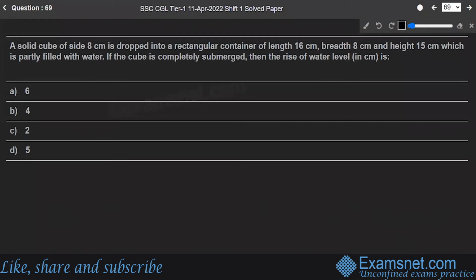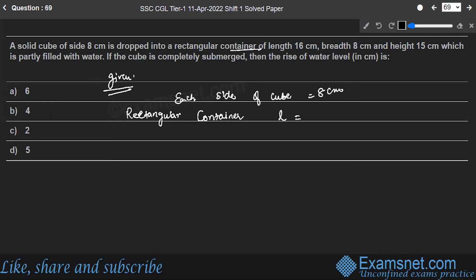Let's write down first of all the things that are given. Each side of the cube is 8 centimeter and the rectangular container is having the dimensions: length is equal to 16, breadth is 8 and height is 15 centimeter.